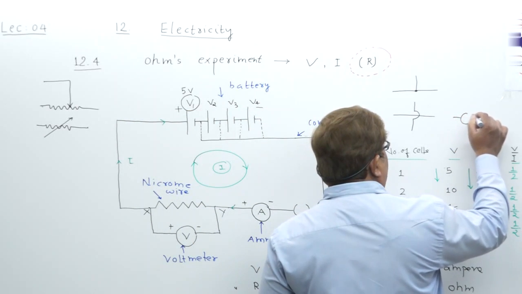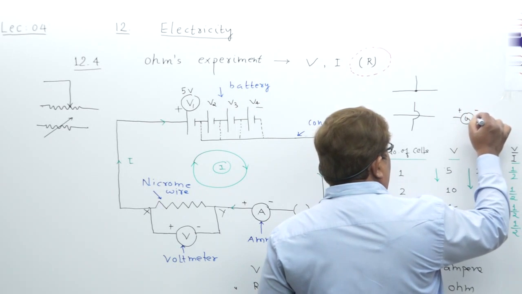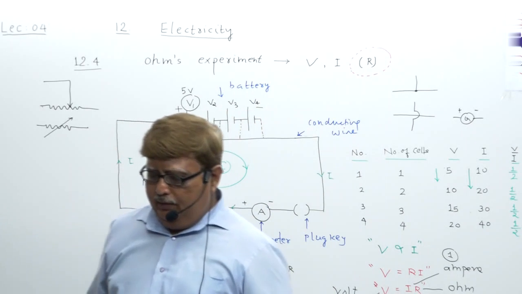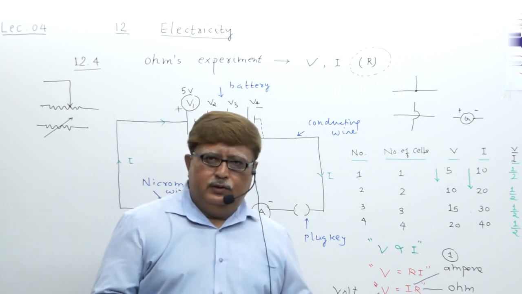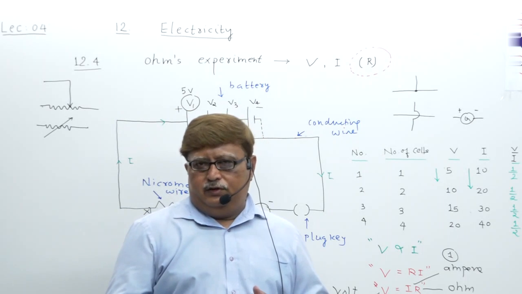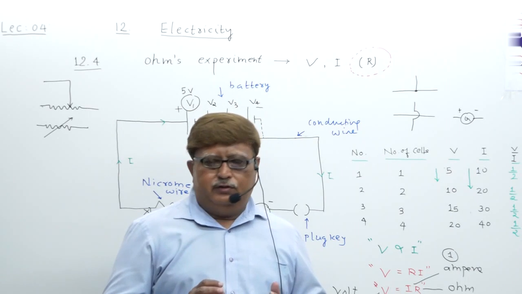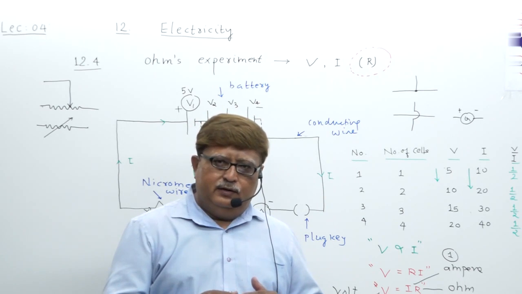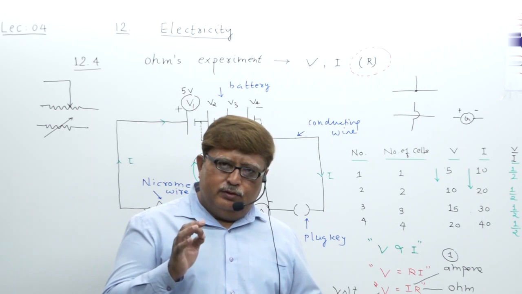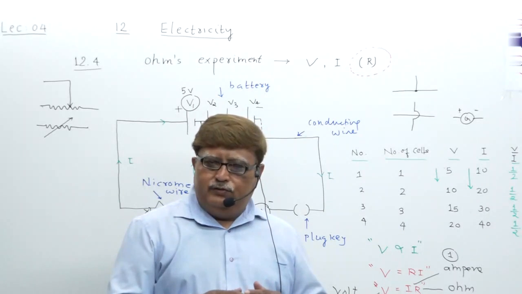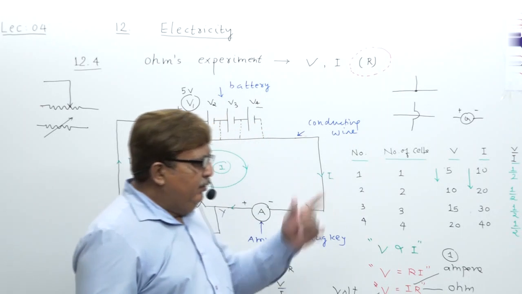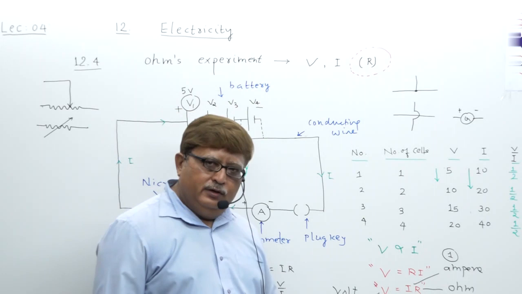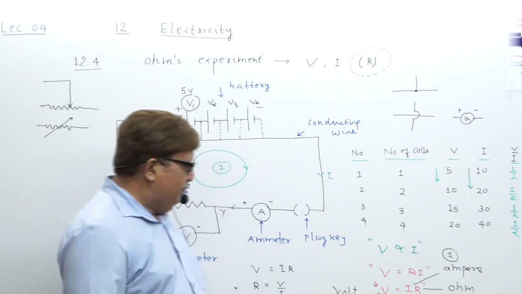What is that? G. Galvanometer, what is its role? So actually galvanometer, if present in the circuit, will not measure the amount of current passing in the wire, but it will just detect the presence of current. So galvanometer is just to detect the presence of current only. Understand? One line here also.